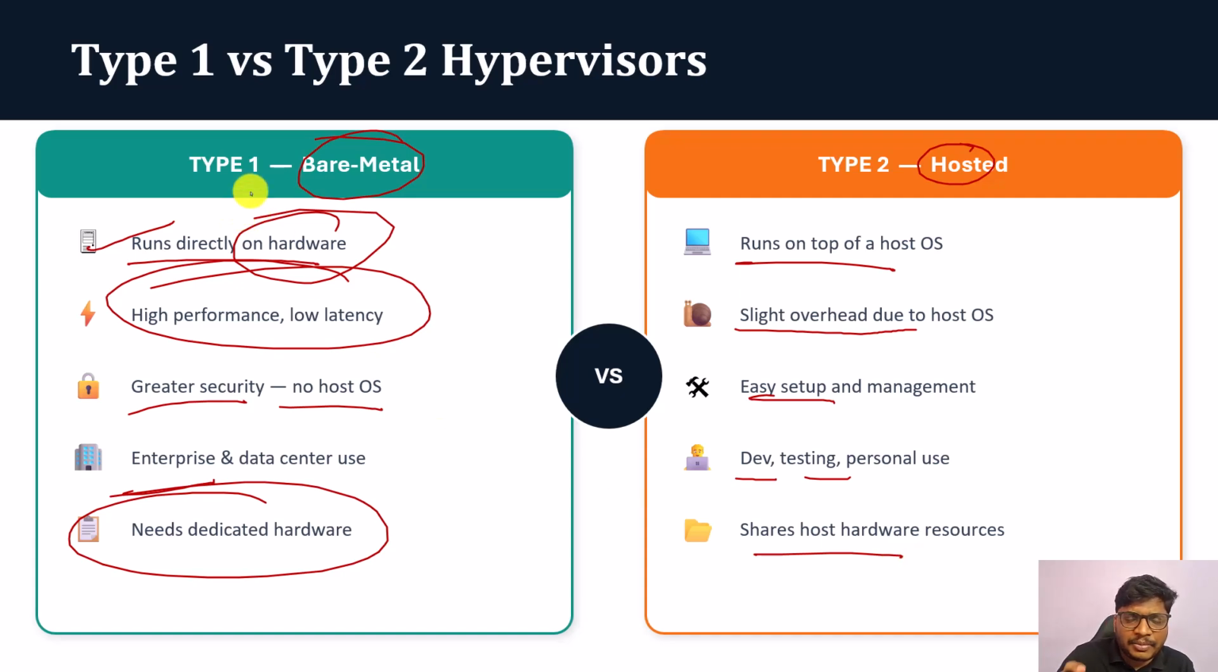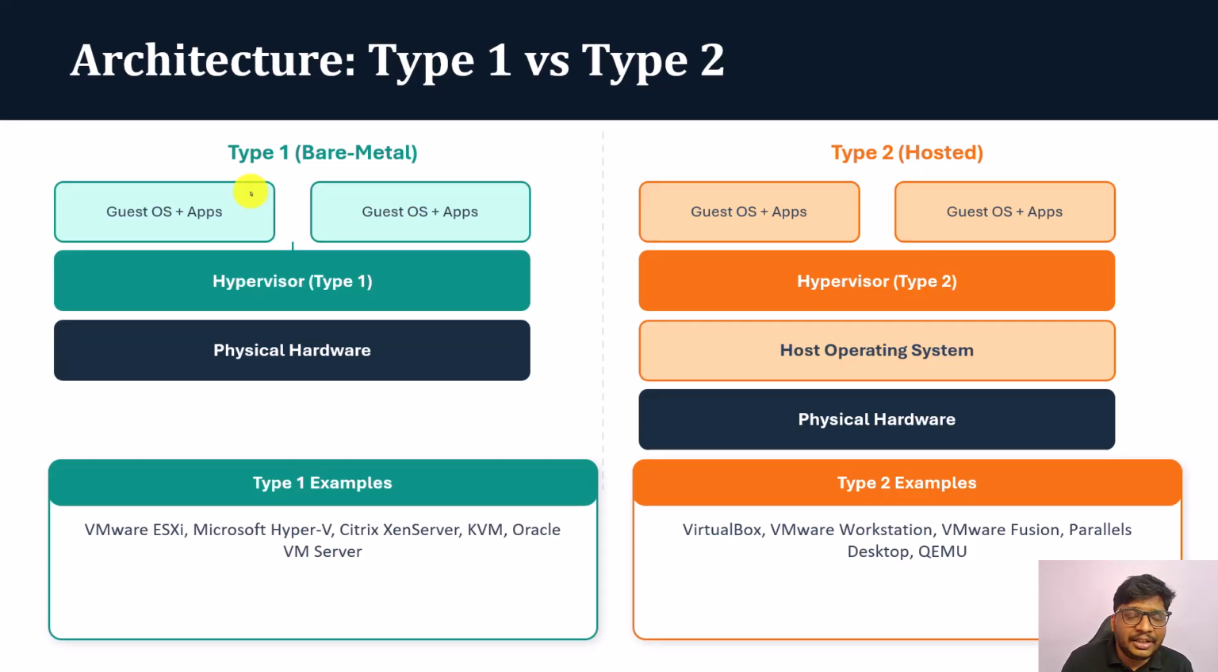Whatever I am discussing in this particular lecture on the slides is very important from the exam point of view. You can expect a question based on this particular content from these topics. Now you can see the architecture here. What I said: type 1, 1 layer; type 2, hosted, so 2 layers. Here we have a physical hardware and just 1 layer of hypervisor, that is the type 1 hypervisor. That's it. And then we are interacting with the virtual machines.